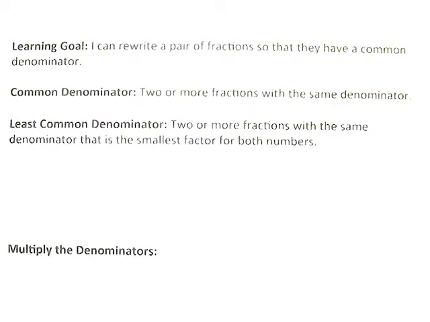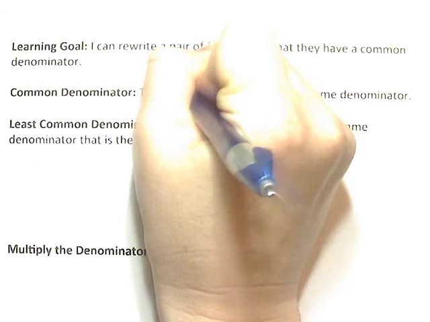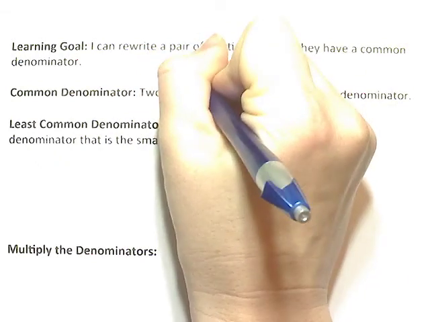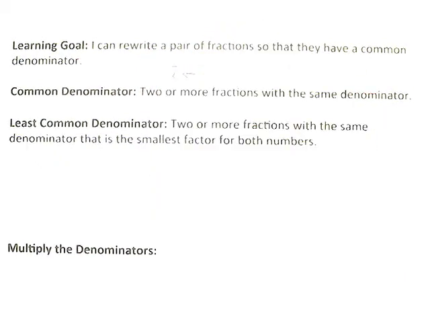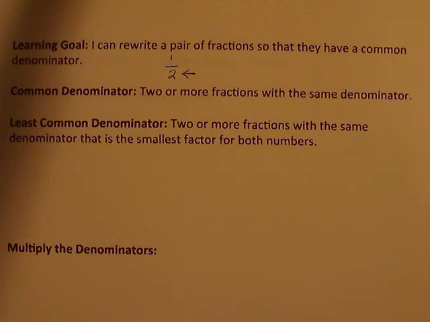Well, one word that you should know already is a denominator. And the denominator in a fraction, if you have a fraction, 1/2, the denominator is the bottom number. It's the bottom number in a fraction. I'm going to go ahead and take the light off so you can see that. So we're going to be rewriting fractions so they have a common denominator. Well, common means same. So we're rewriting fractions so they have the same denominator.